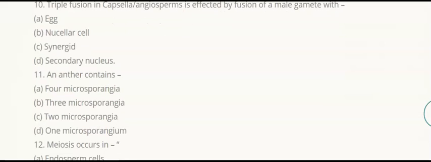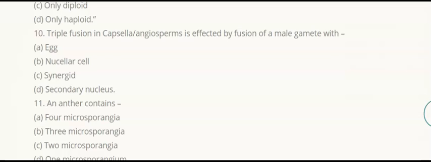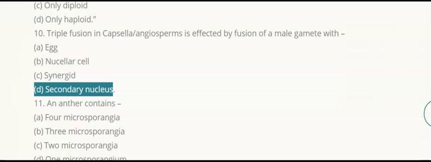Now, triple fusion in Capsella or angiosperms is effected by fusion of a male gamete with... Now very simple. In the center, as we have just discussed in the previous question, there are two secondary nuclei. In the double fertilization, this leads to formation of endosperm. So this is called triple fusion, and the structure formed is a triploid endosperm. So D is the correct option.